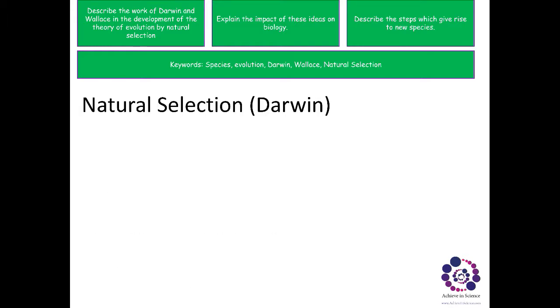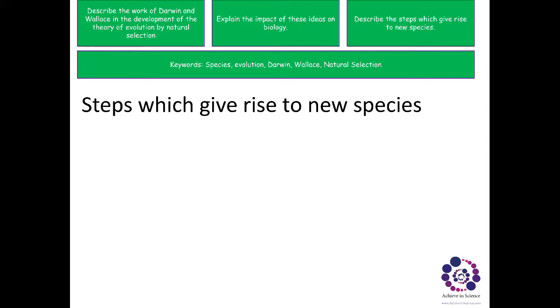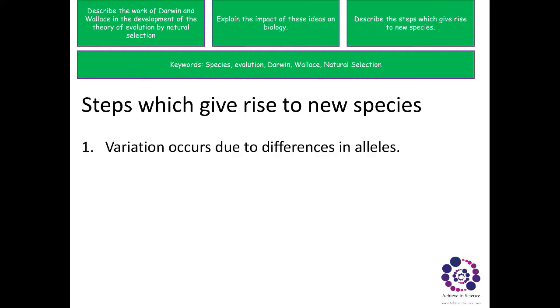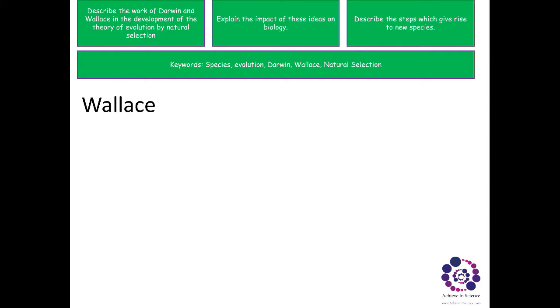Natural selection, which was put forward by Darwin, stated that due to differences in the environment, characteristics that are better suited to the environment become more common. So the steps which give rise to a new species then include, well, first of all you need variation. Variation occurs due to differences in alleles. Those characteristics that are better adapted to the environment are selected for due to the organism surviving and passing on their genes to the next generation.